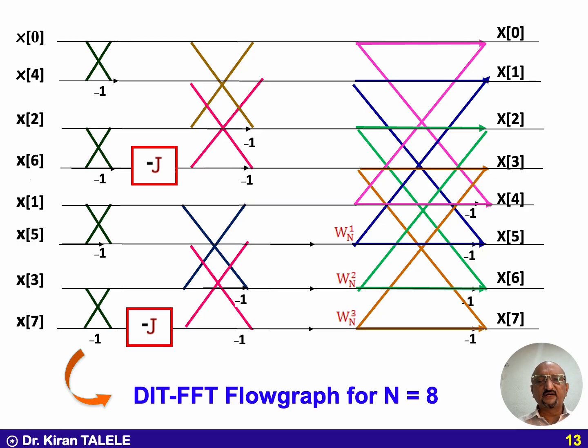Now, look at this first stage. The horizontal branch is scaled by minus 1. Second stage, every butterfly, the horizontal branch is scaled by minus 1. Third stage, butterfly, the horizontal branch is scaled by minus 1. What does it signify? It signifies summation and subtraction of two terms. Now, this is the final flow graph for N equal to 8. This is the DITFFT flow graph for N equal to 8.